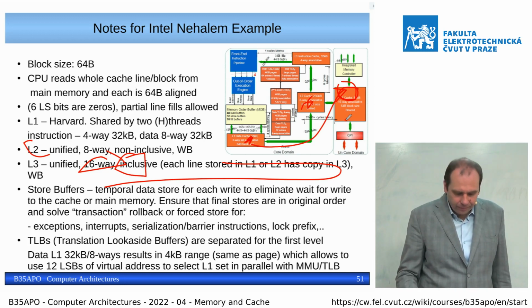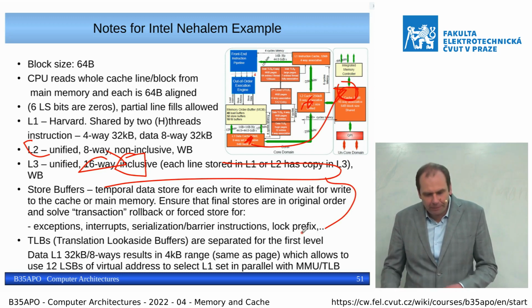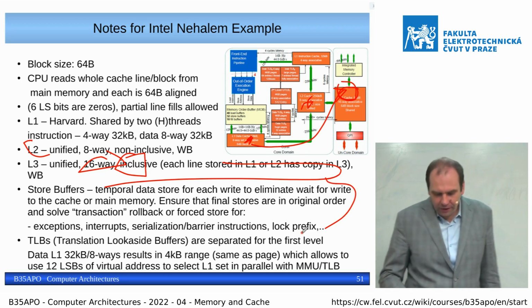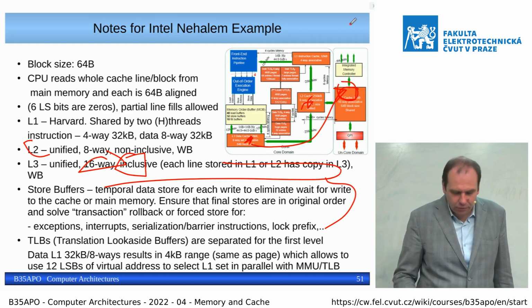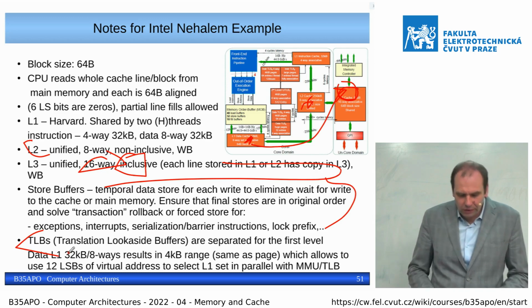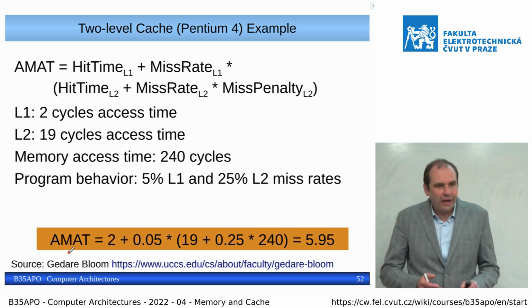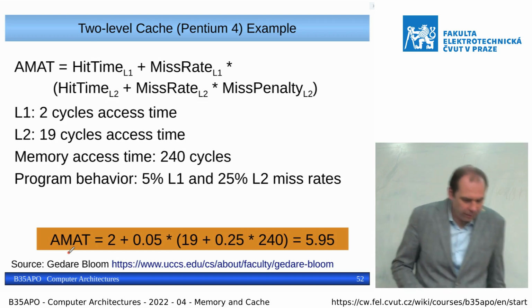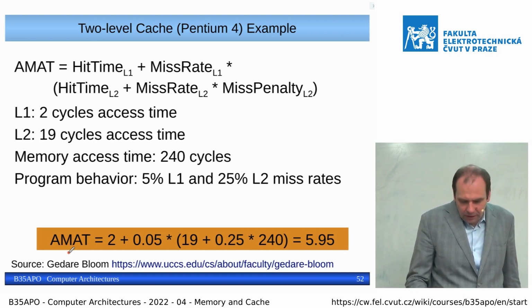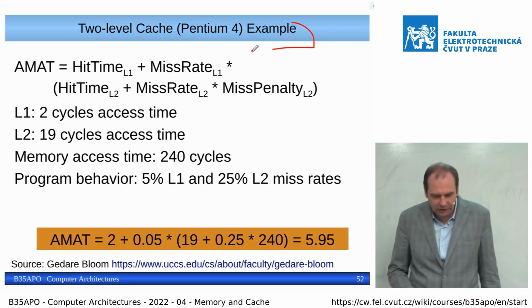Okay. We have there some temporal store buffers which can keep data before they are actually written into the memory. And we have there some translation lookaside buffers which are used for address translation for the virtual memory. And if we look at a two-level system, in this case, only Pentium 4, so not three-level caches, but only two levels.